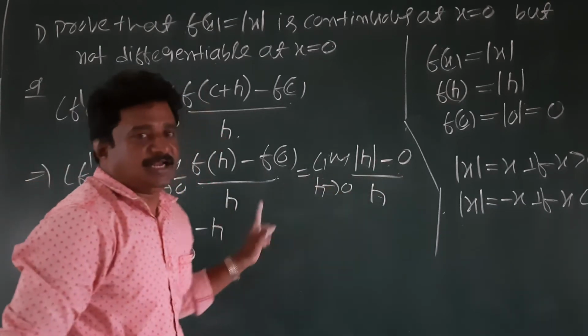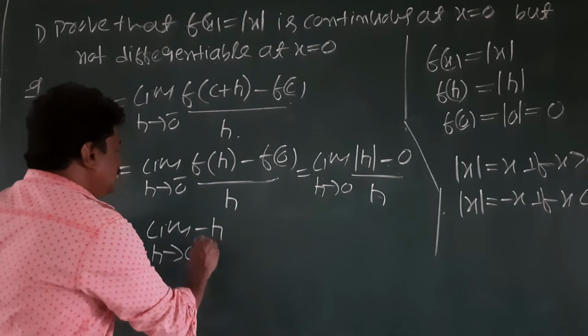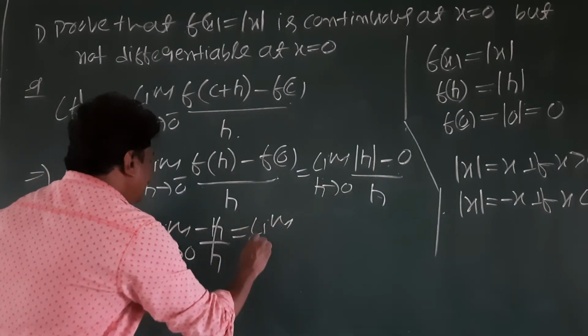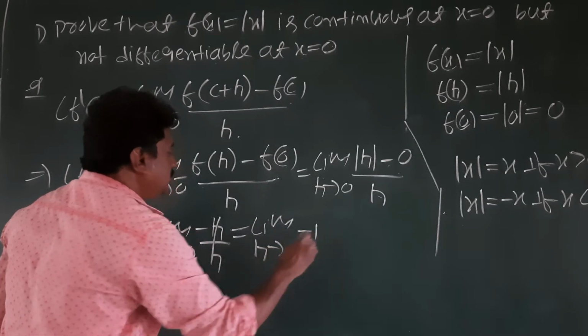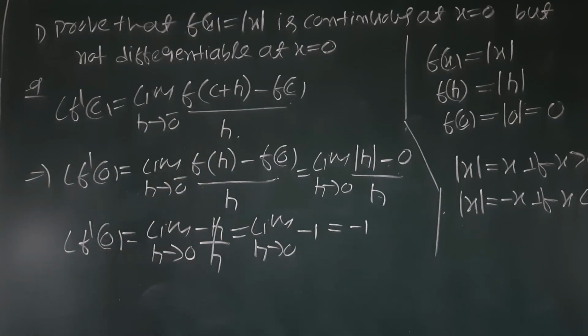Need not carry that 0. Carrying 0 not required. Minus h by h. h gets cancelled. Limit h tends to 0, minus 1. It is minus 1. Similarly, you calculate right hand derivative.